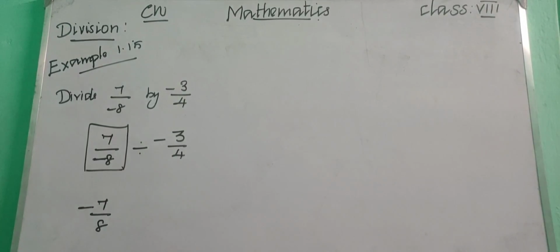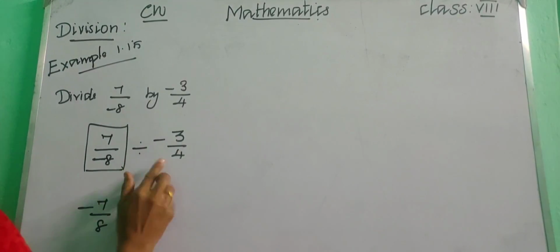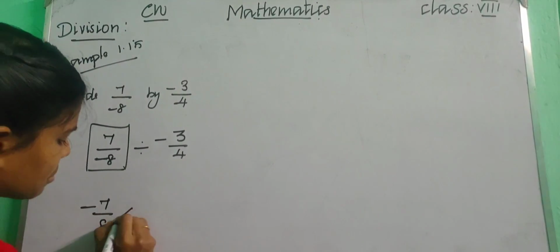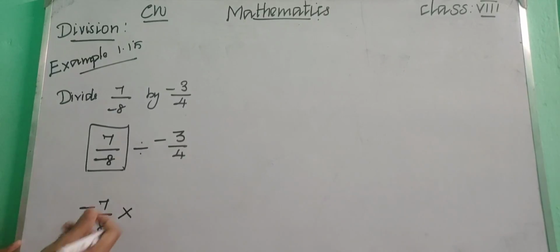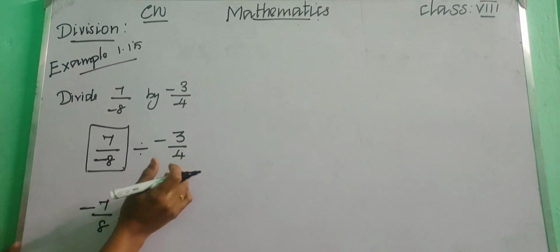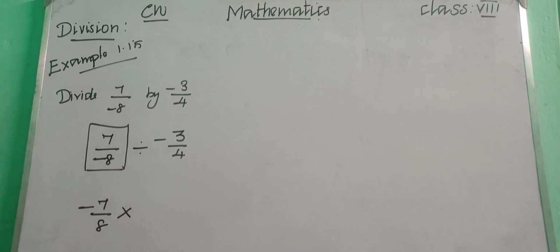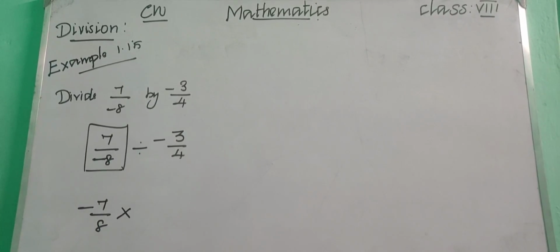Okay, and then what we need to do? Here we have the divide, division symbol, right? So we need to replace the division symbol and change the symbol into multiplication. Okay, and after that we need to take the reciprocal of this minus 3 by 4. Okay, 3 upon 4. So what is the multiplicative inverse of minus 3 upon 4?